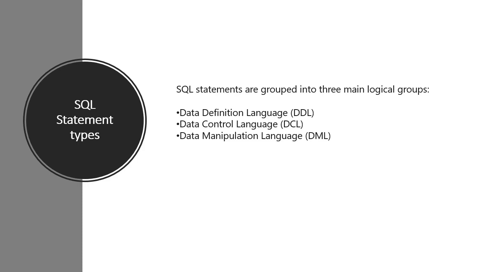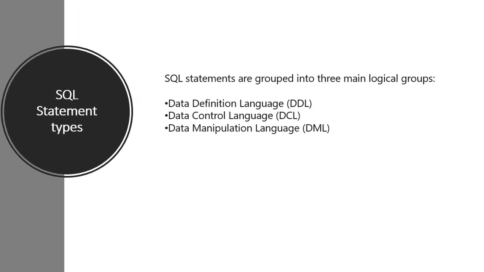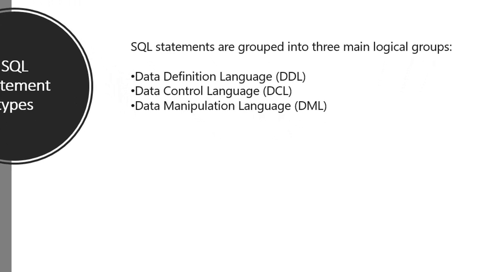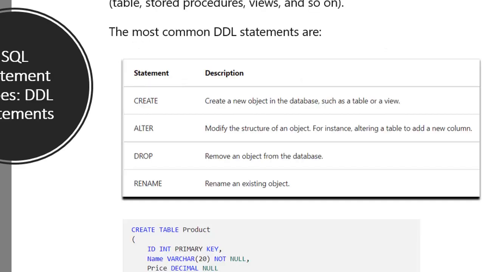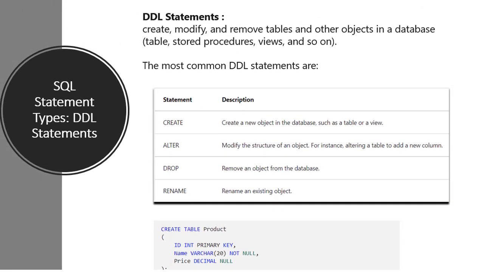Now coming to SQL statement types. SQL statements are grouped into three parts: data definition language, that is DDL, data control language, that is DCL, and data manipulation language, which is DML. DDL statements are used to create, modify, and remove tables and other objects, like stored procedures, views, and indexes. Whenever we create, modify, or remove tables, that comes under DDL.